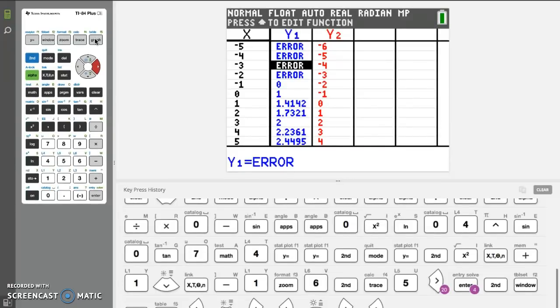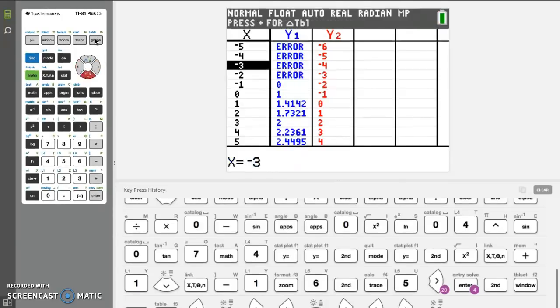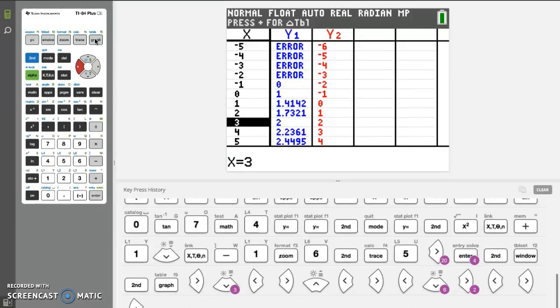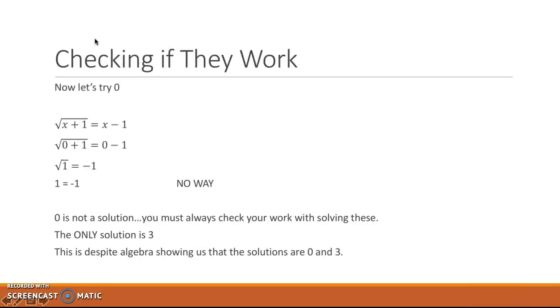But essentially, when it comes to the table, what you're really looking for is where the two y values are the same. It shouldn't be much of a surprise since we've already found it with algebra and with the graph, but they are the same at 3. So both functions are equal to 2 at 3. That explains how to solve this type of equation all 3 ways.